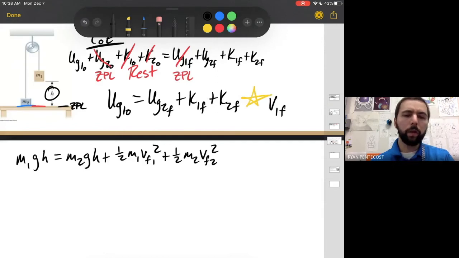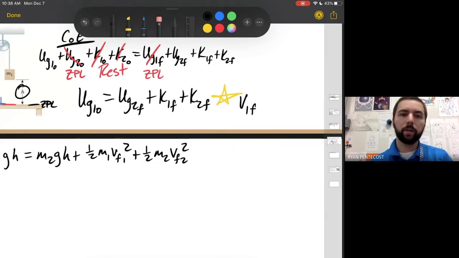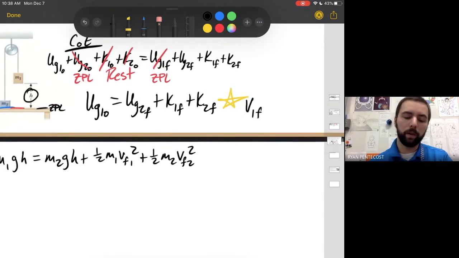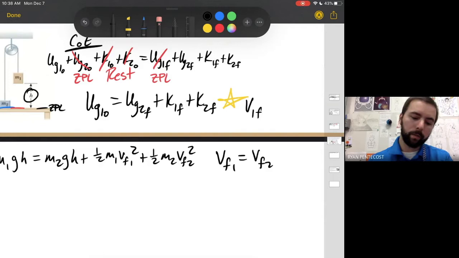Now, we do know one thing about these pulleys, right? The objects on each end of the pulley have to move at the same rate, assuming this is just a simple pulley. If it moves slower than the other object, then your string breaks. It's going to start stretching and it breaks. If one object moves faster than the other, then you're going to have slack in your pulley, and the string could just fall off the pulley in general. So we can say that VF1 equals VF2, and we'll get rid of the 1 and 2. Now it's just V final. Okay? That is going to be key in making this problem work.